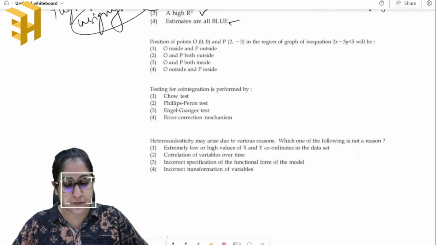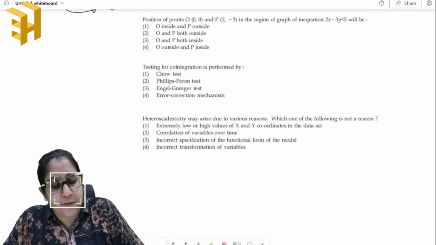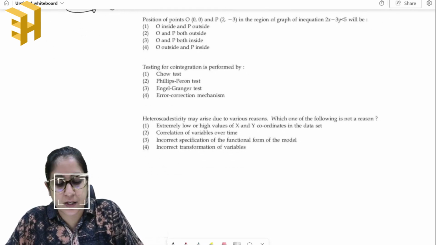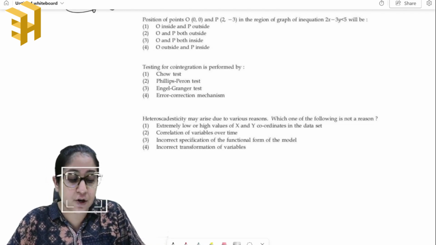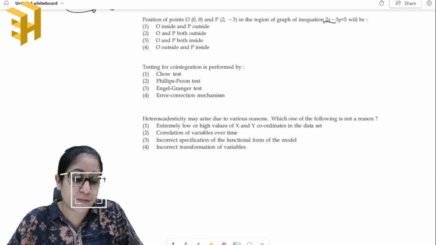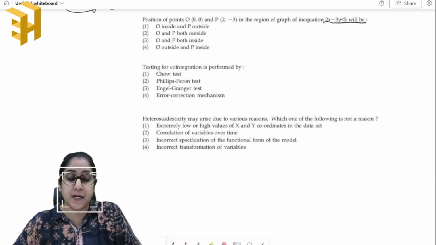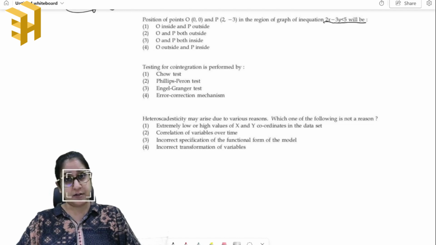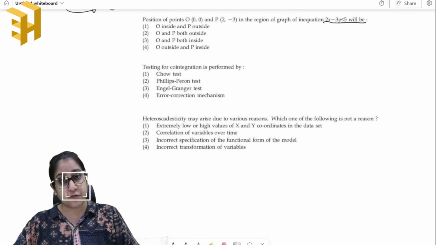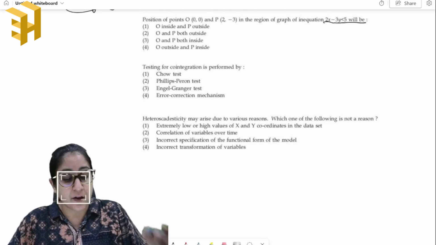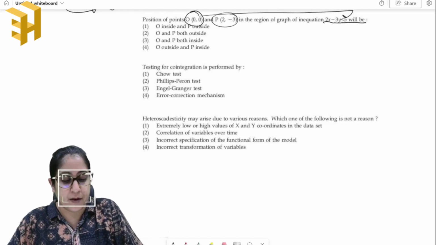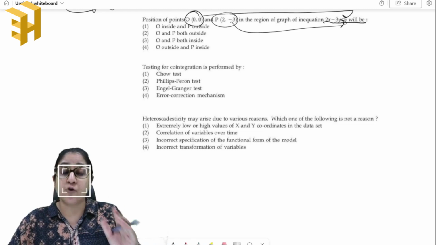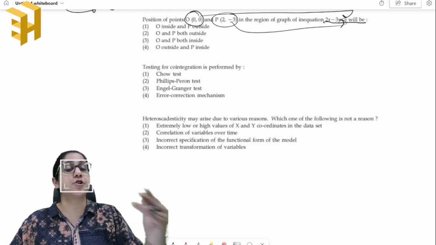Next question. Position of points O, the origin, that is (0, 0), and P, that is (2, -3), in the region of the graph of the inequation 2x minus 3y less than 5 will be. Now please do not be scared of such questions. These are very simple to follow. What we have to do is substitute these values in this equation, to find out whether they are outside the region or inside the region.